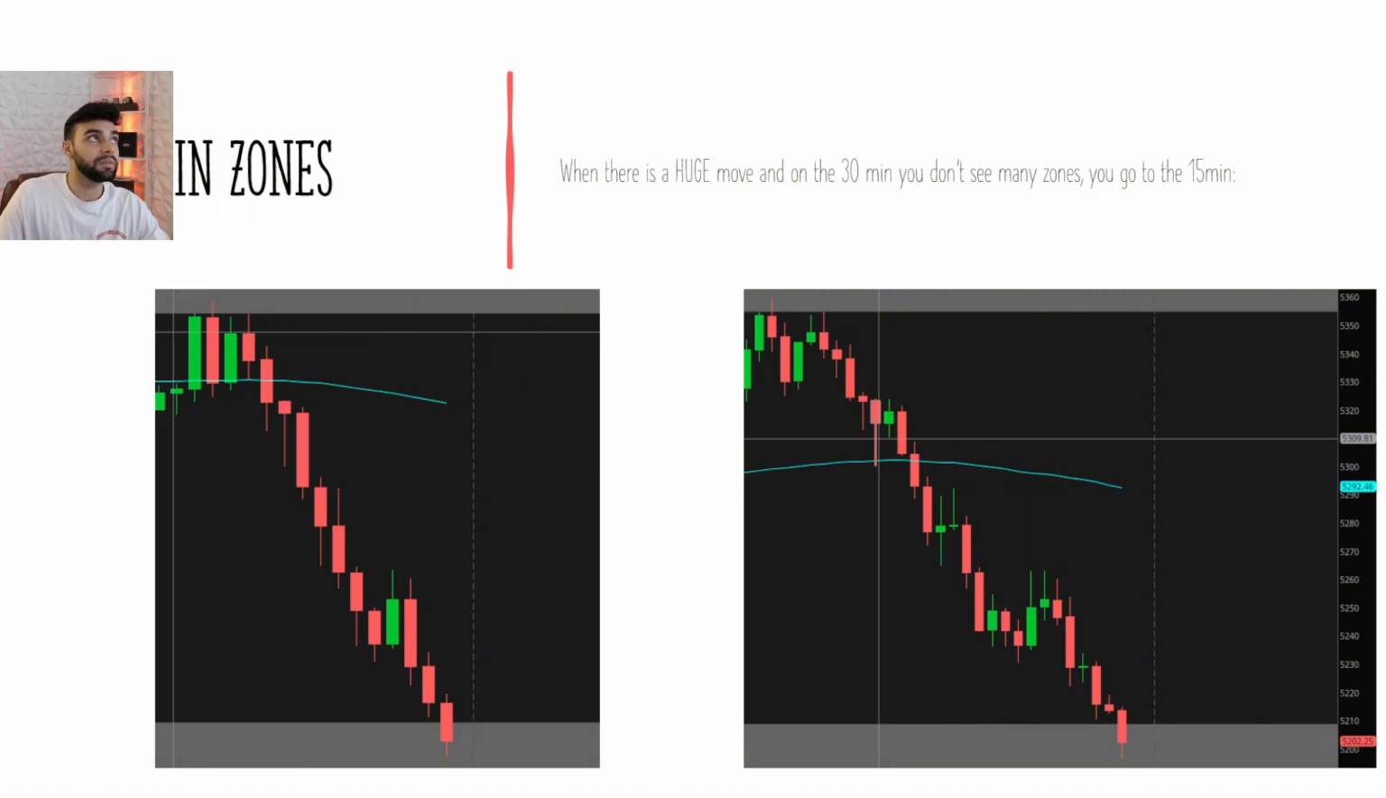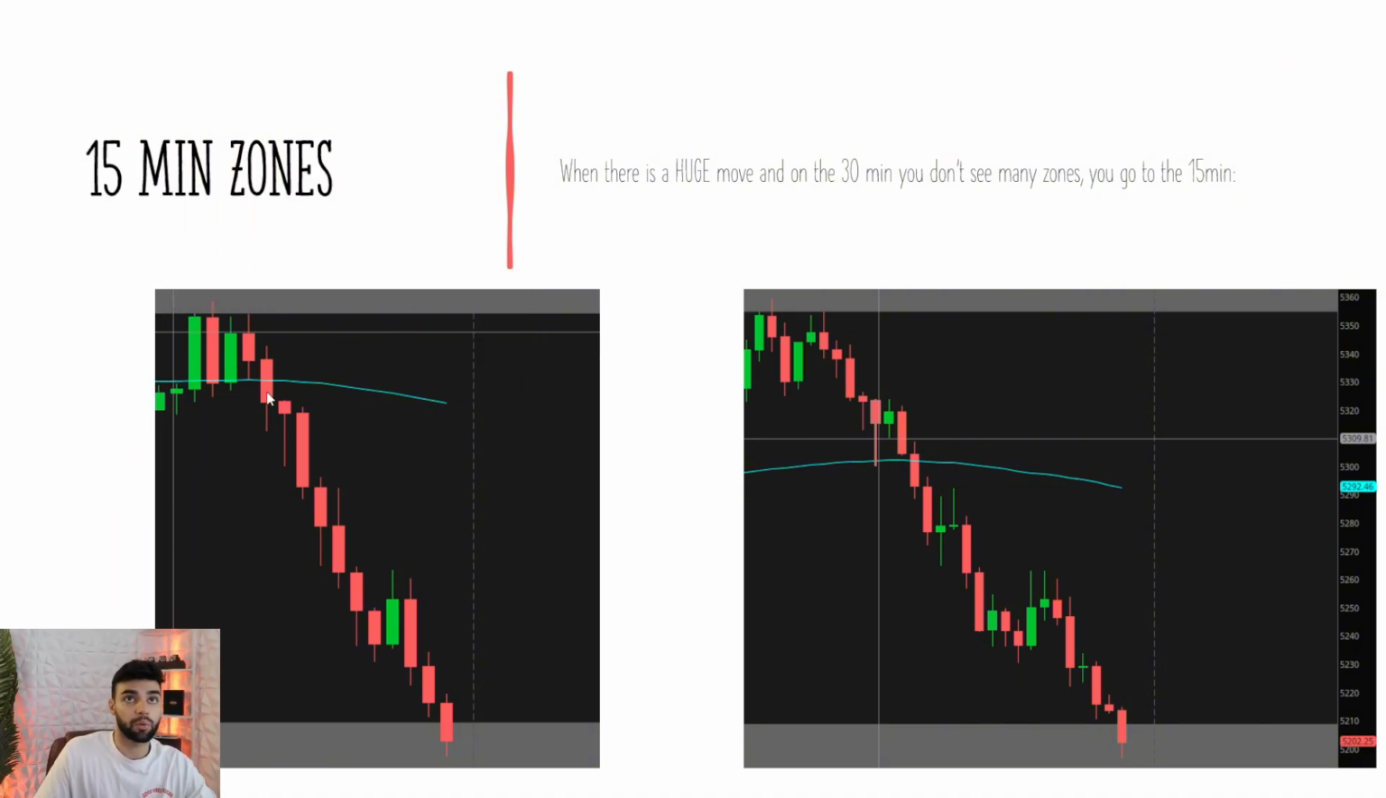So for the 15-minute zone, sometimes you'll get a look where the 30-minute chart just shoots straight down and you won't know exactly the zone in between, or you won't know if anything is playable. So in this instance, you'll zoom into the 15-minute time frame, and then you might actually start to see some zones being formed in the 15-minute. Very rarely will I do that.